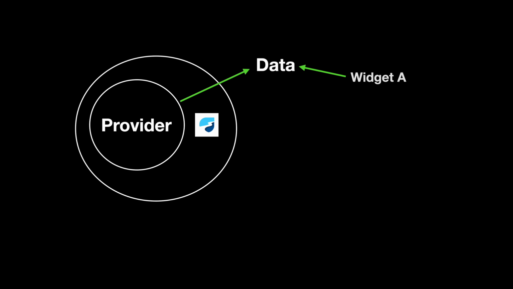Now, at the heart of Riverpod are providers. Think of a provider as a source of state. It holds some data, and when the data changes, any widget that's listening to it automatically updates. There are different types of providers for different scenarios.